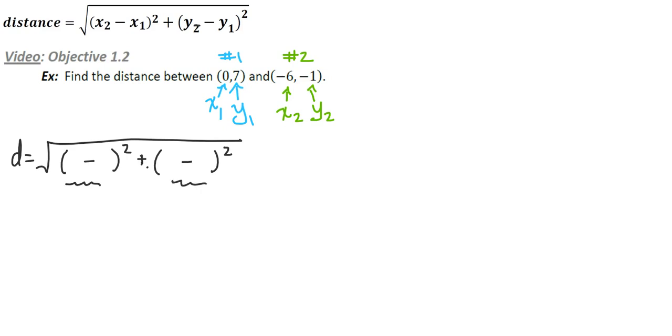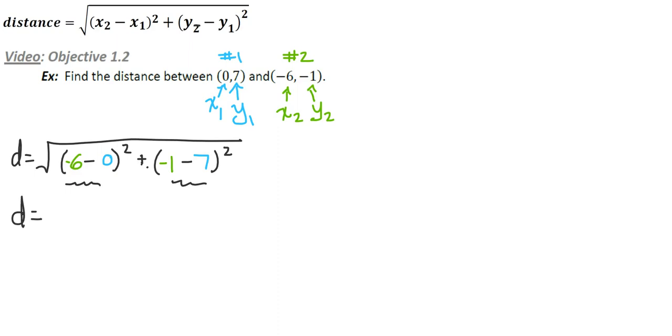So, we'll first substitute in the x-coordinate of point number 2 here, which is -6. And from that we'll subtract the x-coordinate of point number 1, which is 0. And then over here we'll substitute in the y-coordinate of point number 2. And from that we'll subtract the y-coordinate of point number 1. So now we have all of our substitutions.